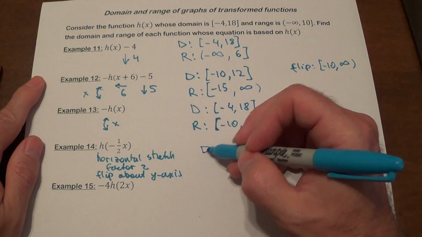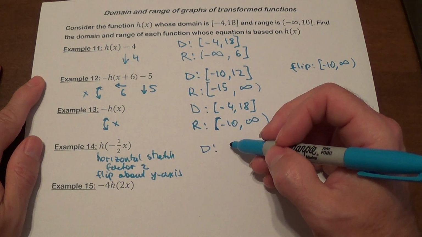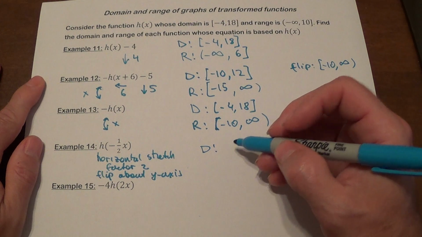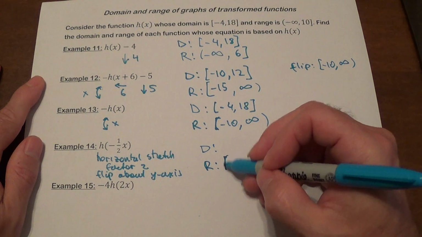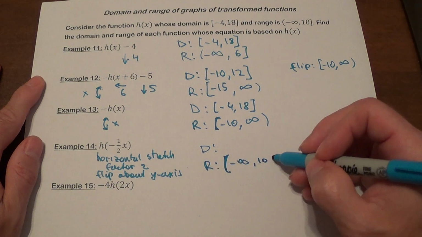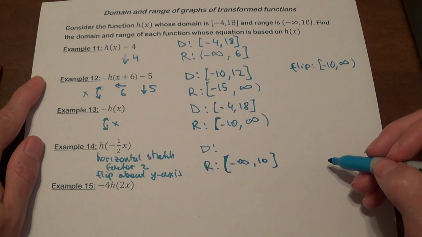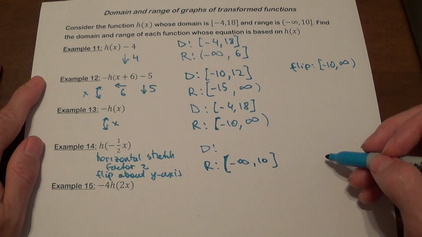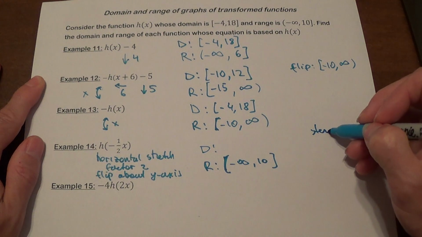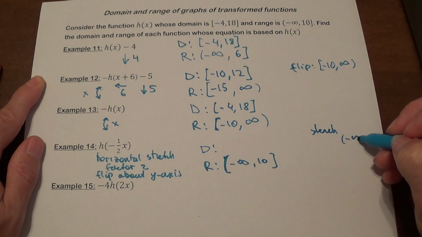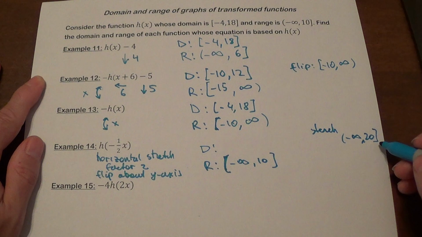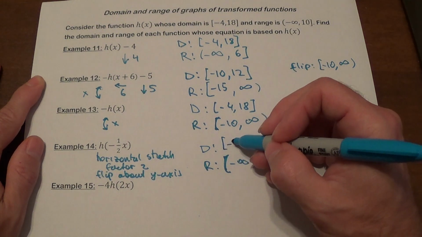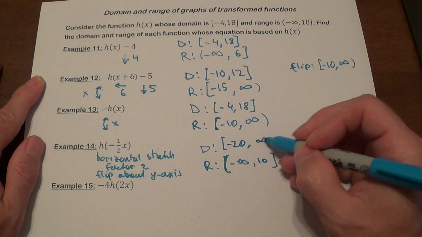The domain is what's getting impacted. The range is not going to be impacted. So the range is going to stay the same here. It's going to go from negative infinity to 10. But the domain, so we do a horizontal stretch by a factor of 2. So when you stretch it, it's going to go still from negative infinity, but it's going to go up to 20. Right? And then you're going to flip about the y-axis, so you change the sign and flip the numbers. It's going to go from negative 20 to positive infinity.